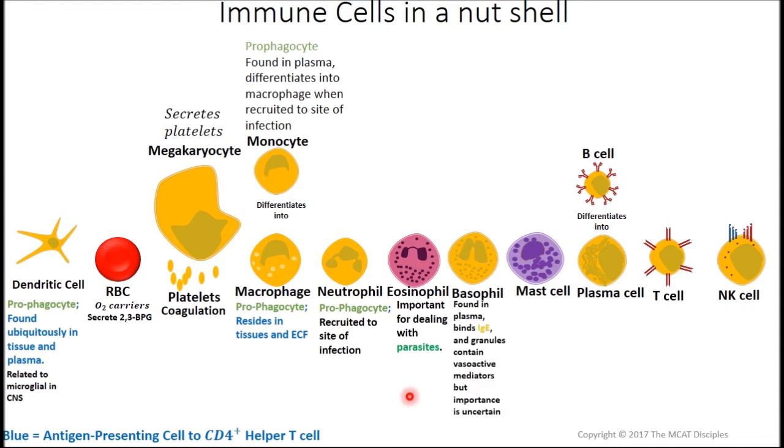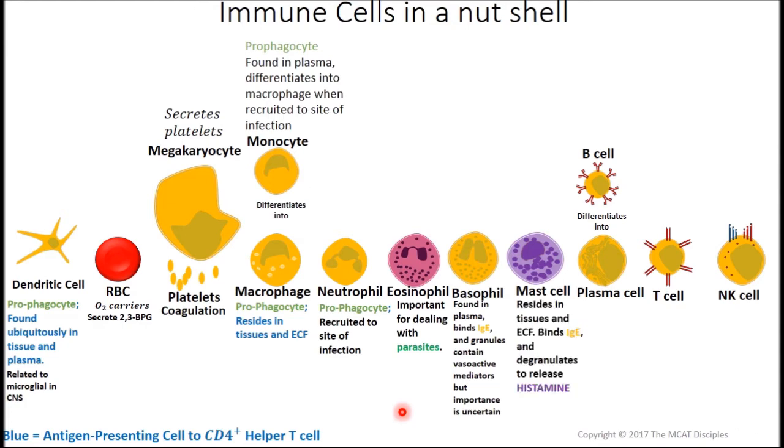The basophil is an interesting little character. It's actually found in the lowest concentration in blood of all the leukocytes. It acts similar to the mast cell, except it's found in blood as opposed to extracellular space or tissue. It binds IgE and releases granules that contain vasoactive mediators, but again, it's in such low concentration that its importance is really uncertain. That's the basophil. It used to be thought that the basophil and the mast cell were related, but that turned out not to be true. Although they have similar effects and do similar things, they aren't related. They don't come from the same precursor cell.